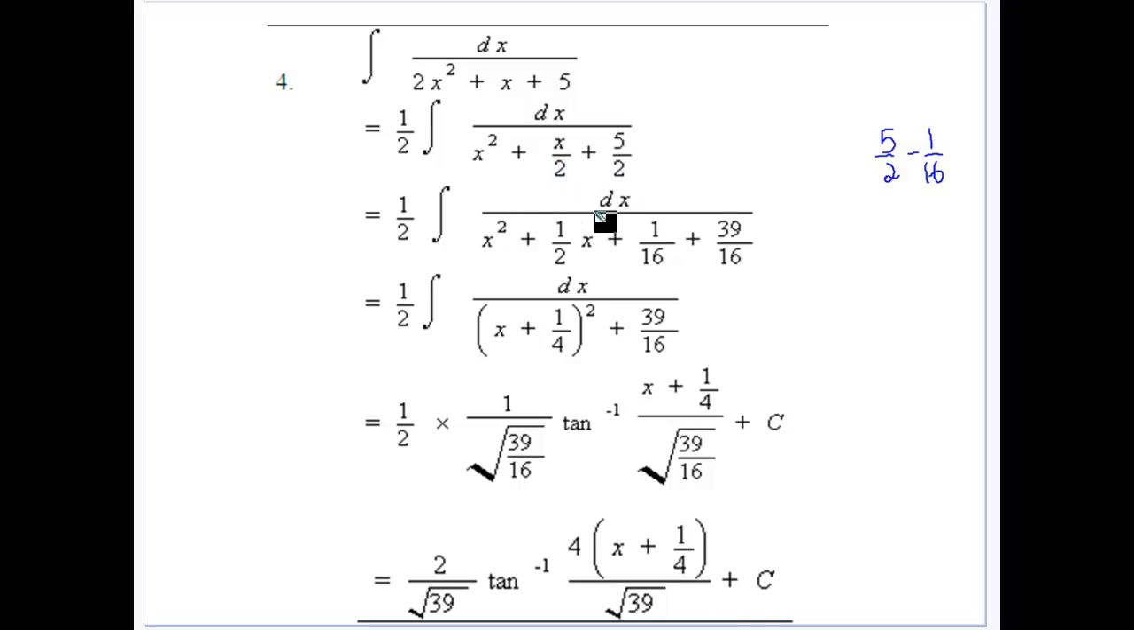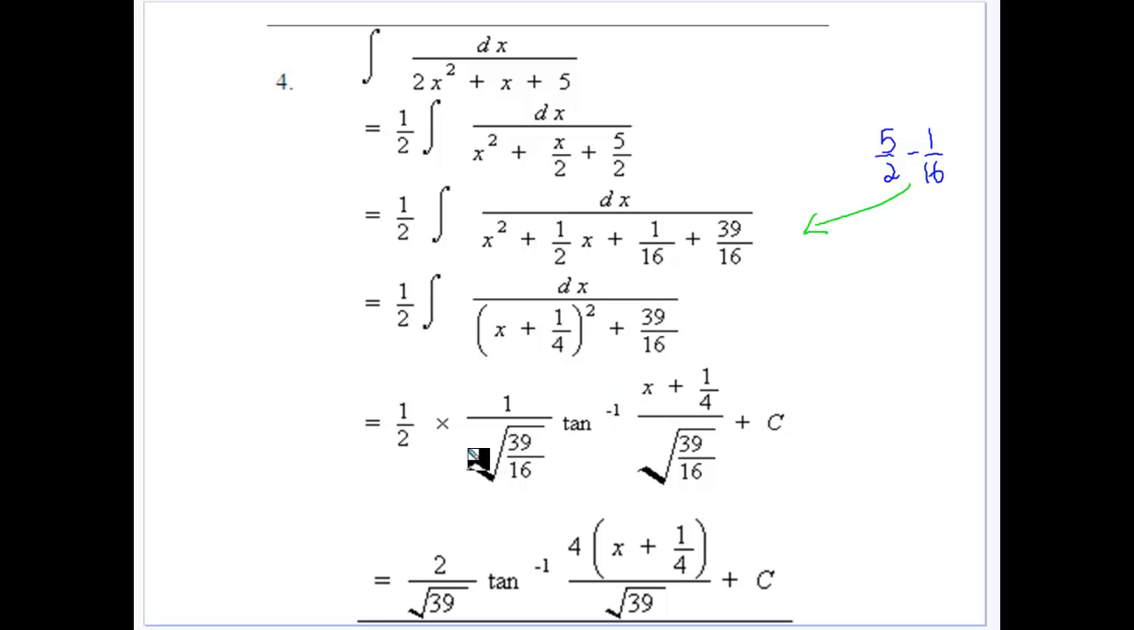Now to complete the square, I need 1 on 16. 1 on 16 would complete the square, because it will come down to x plus a quarter: that's a half of the coefficient of x, so x plus a quarter, and a quarter squared is 1 on 16. And the 5 on 2 minus 1 on 16 gives us 39 on 16. That comes together to give me the 5 on 2. So there's our decomposition. Then we're at the point where we've got a perfect square plus the other term, which is going to integrate to an inverse tan function.